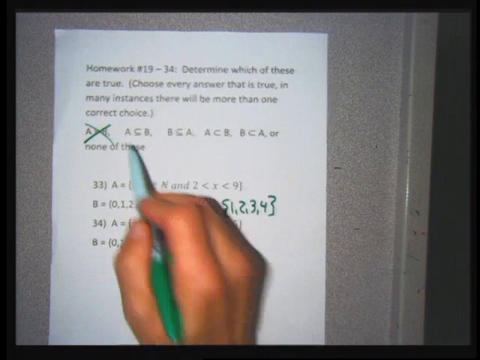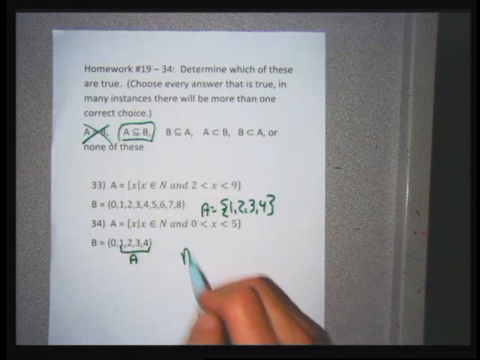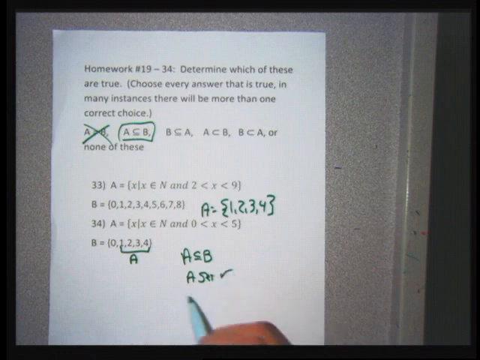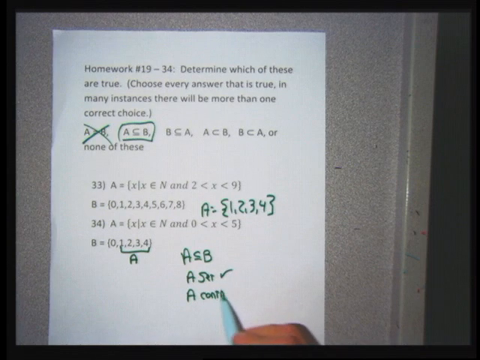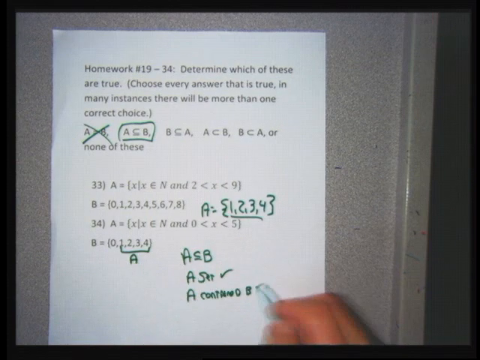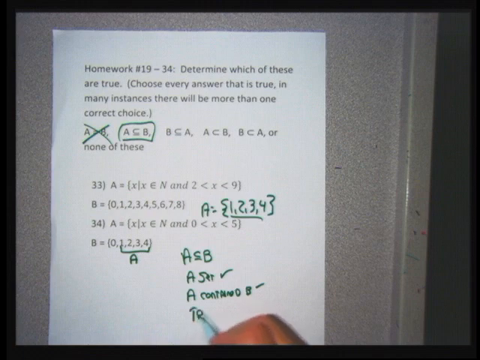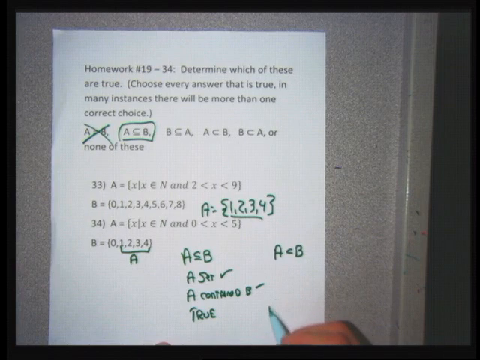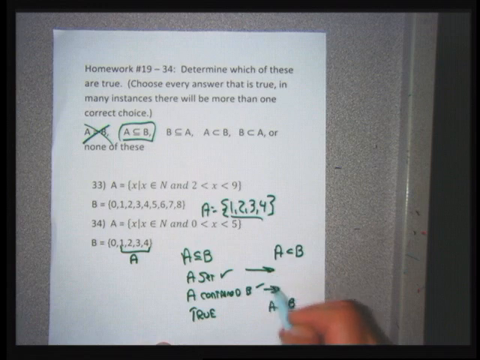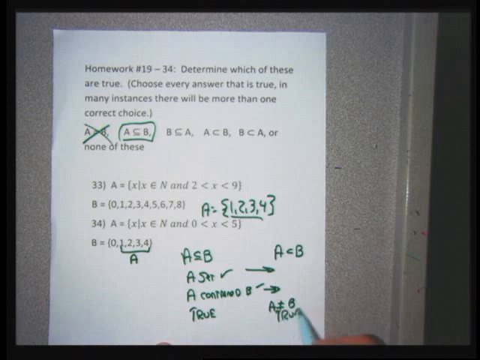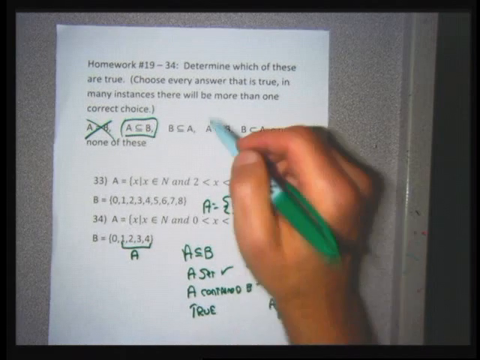So if I do these one at a time, is A a subset of B? To be a subset of B, A has to be a set, which it is, and A has to be contained in B. A has the numbers 1, 2, 3, and 4. B has the numbers 1, 2, 3, and 4. So this one is true, that A is a subset of B. And is A a proper subset of B? You have the same first two rules, that A is a set, A is contained in B. The third rule, A is not equal to B. A isn't equal to B, so A is also a proper subset of B, so that's going to be true.